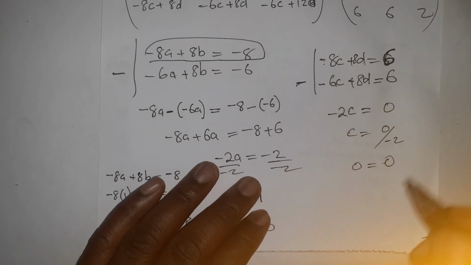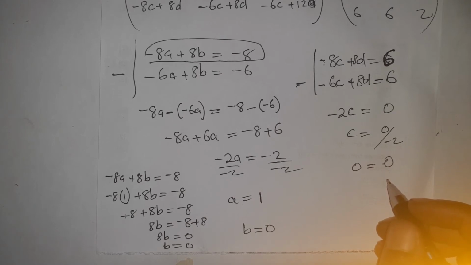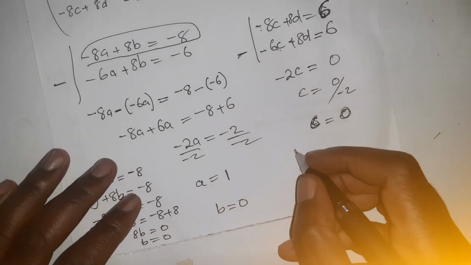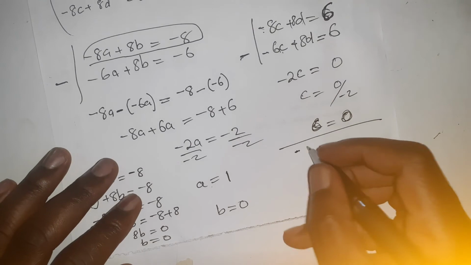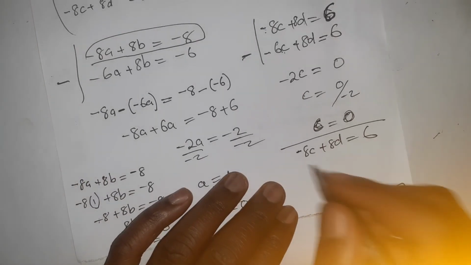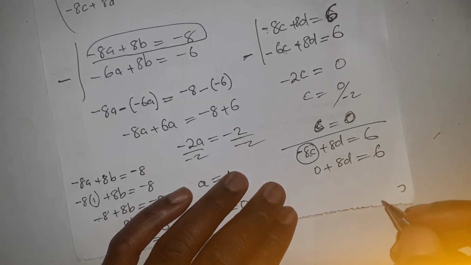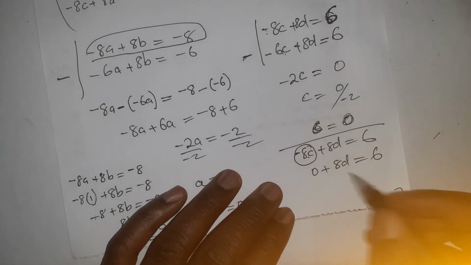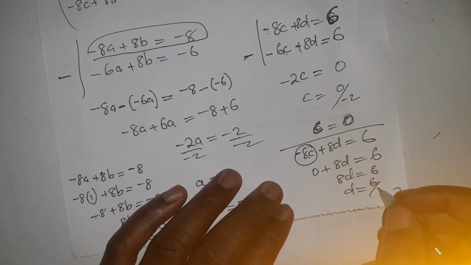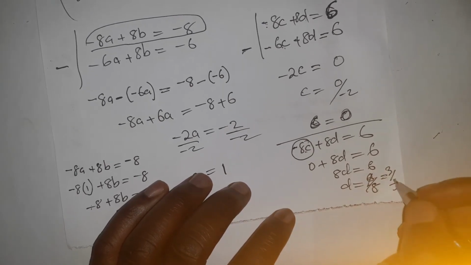So to find the other one, this is what we can do. Since C is equal to 0, so this is C here. Then to find D, we need to get one of those equations. For instance, we can get the first one. This is our 6. So where we have C here, we put 0. If we put 0 here, you know that definitely this whole part is going to be 0, plus 8D is equal to 6. So 8D is equal to 6. It means D is equal to 6 over 8, which is the same as 3 over 4.